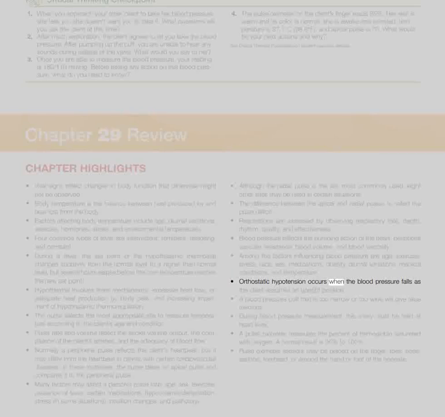Orthostatic hypotension occurs when the blood pressure falls as the client assumes an upright position. A blood pressure cuff that is too narrow or too wide will give false readings. During blood pressure measurement, the artery must be held at heart level. A pulse oximeter measures the percent of hemoglobin saturated with oxygen. A normal result is 95% to 100%. Pulse oximeter sensors may be placed on the finger, toes, nose, earlobe, forehead, or around the hand or foot of the neonate. Chapter highlights. Chapter 29 Review.